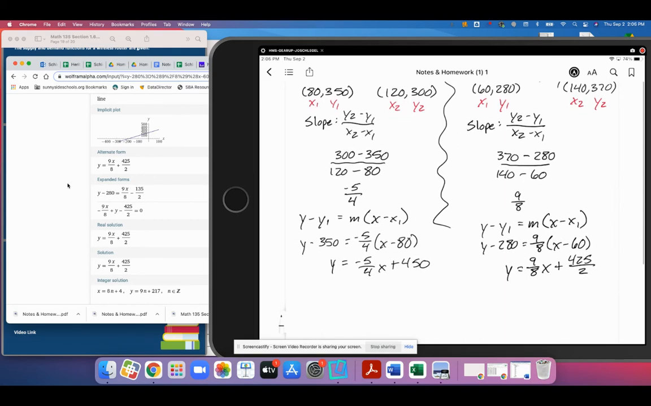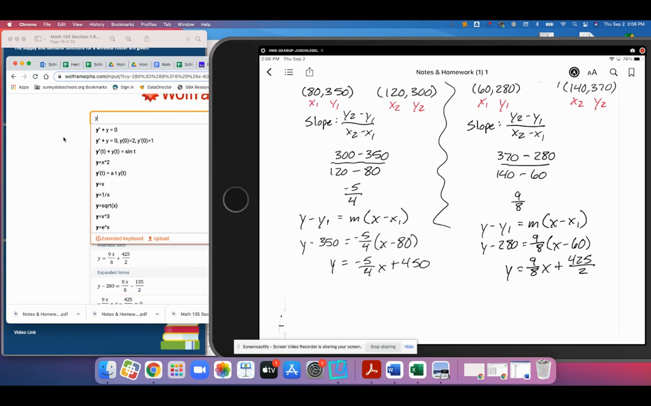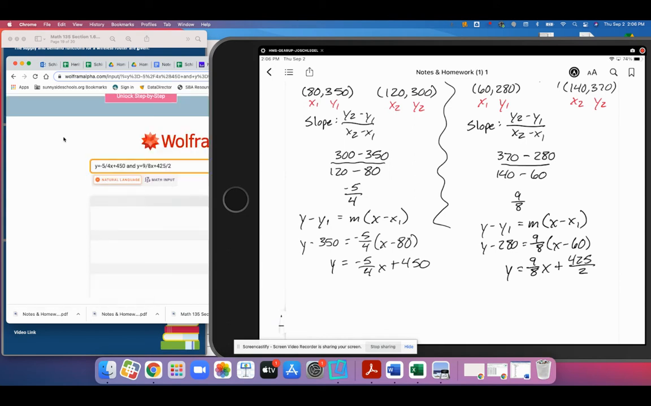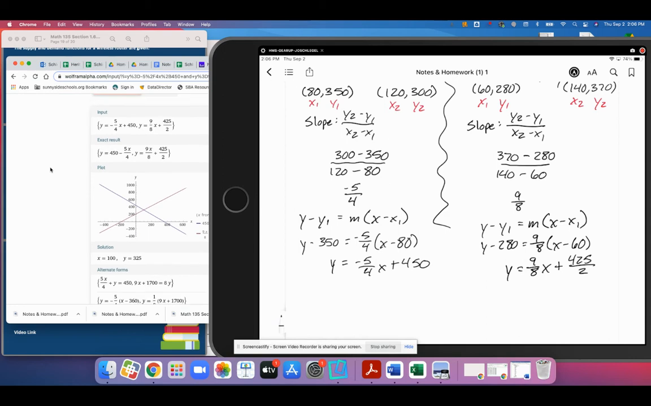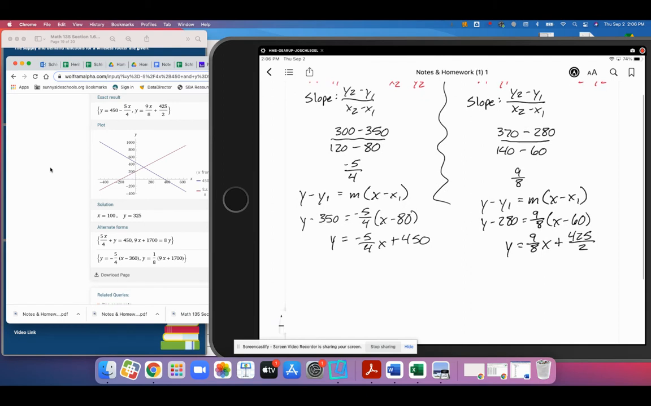We know that market equilibrium occurs when supply is equal to demand. So we can just give both of those equations to Wolfram, separated by the word and. Wolfram will take care of the rest for us. What we end up with here, everyone, is an x value and a y value. Again, our x value is always our quantity. Our y value is always our price.